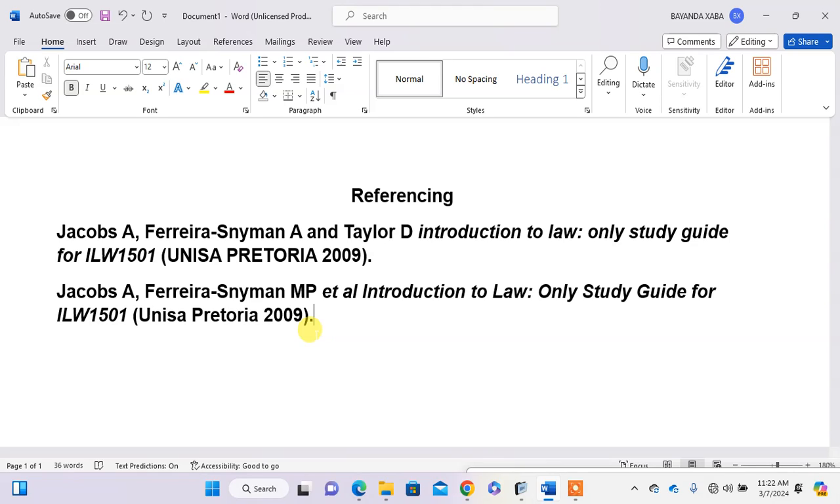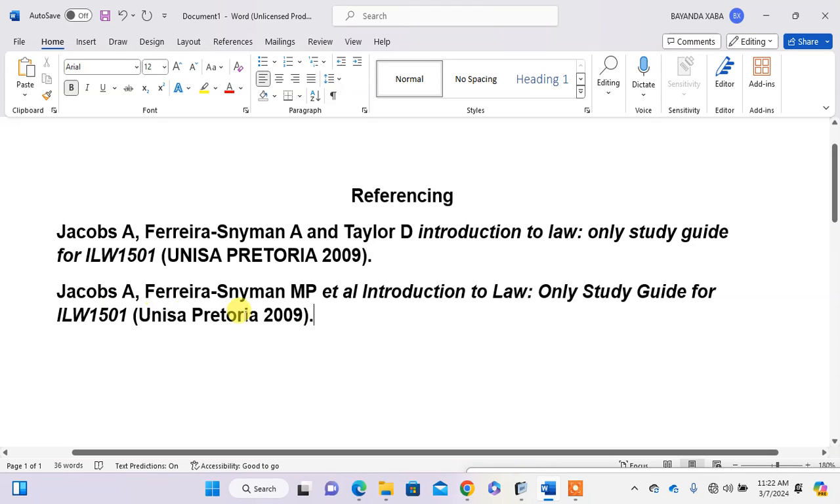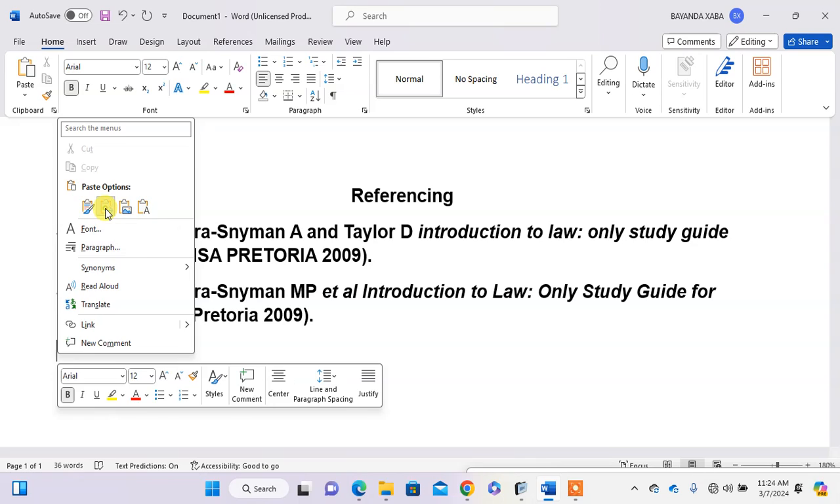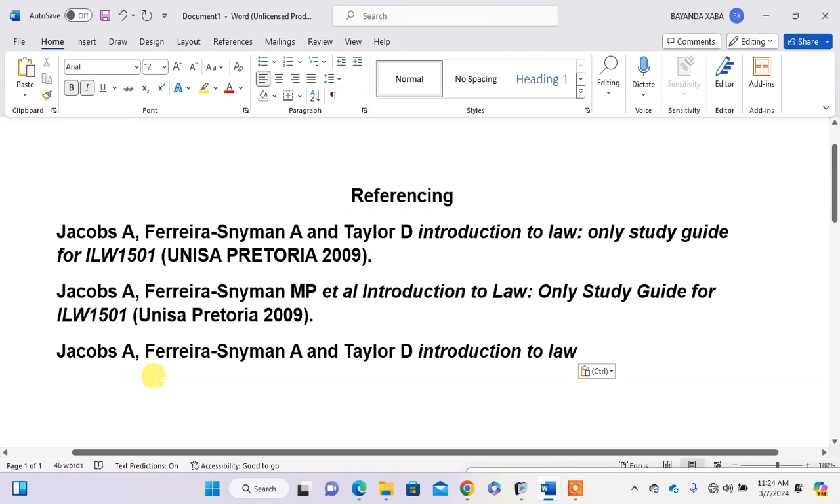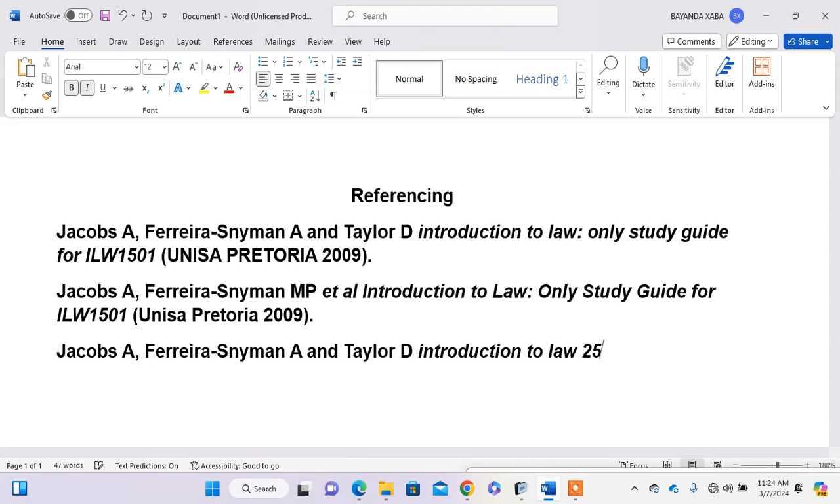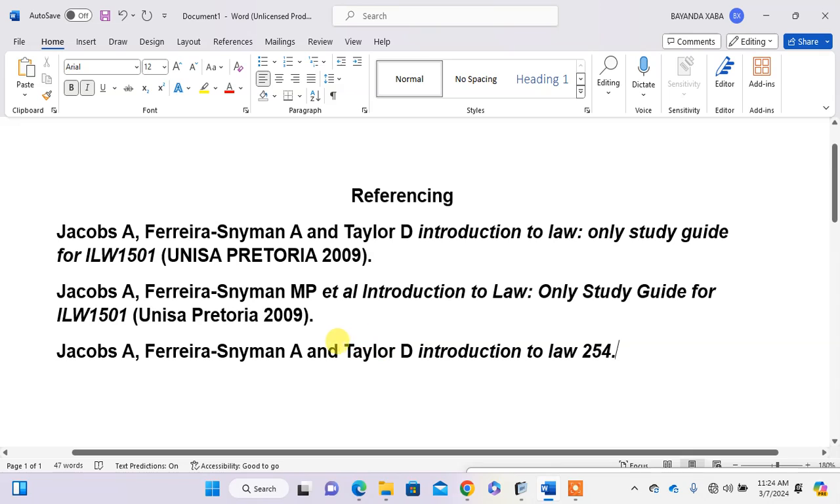This is your first time when you reference. When you put a shorter version, you simply say Jacobs A, Ferreira, Smith, and Taylor D, Introduction to Law. Then you put a page number. If it is 204, then you put a full stop. This is a shorter version. Or you may simply use this one. A shorter version, you copy.